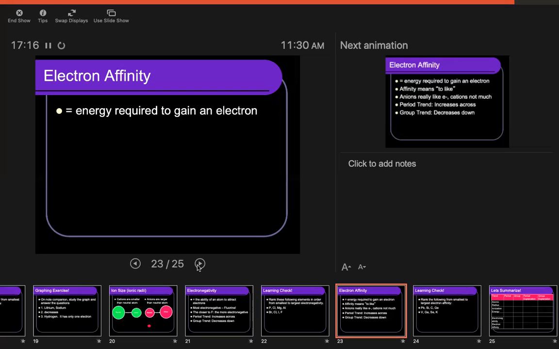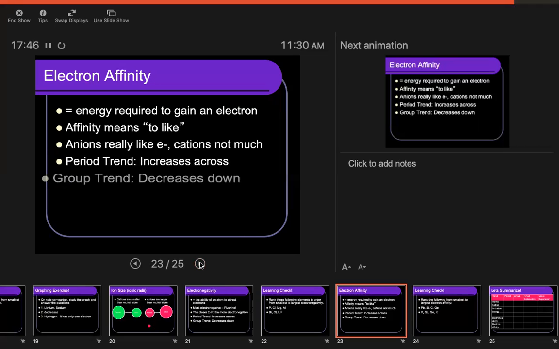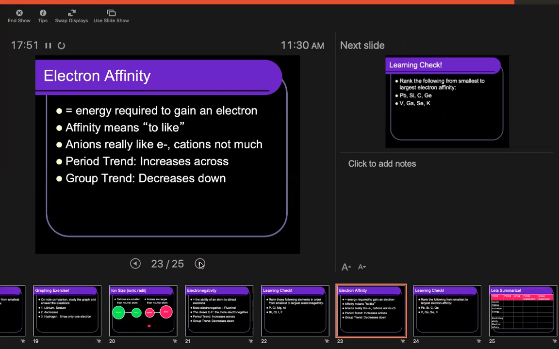Affinity, though, just means to like something. And if you like something, you'll spend energy to get it, correct? Anions really like electrons. And let's think about where the anions are on our table, the right side. Cations don't really want that outside electron. They really kind of want to get rid of it. So the affinity is going to be lower for cations than it is for anions. So we can look at our period and our groups. The period trend is it's going to increase as we move from left to right, and we're going to decrease down.